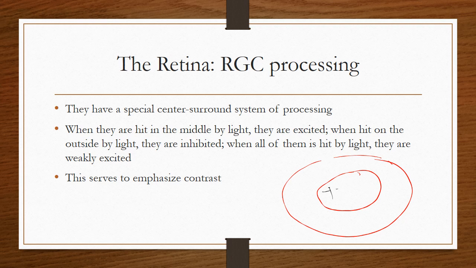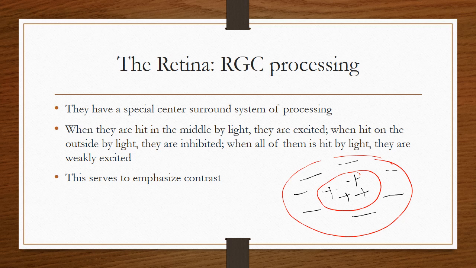If it's hit in the middle, it's excited, so it wants to send more signals. If it's hit on the outside, it's inhibited, so it wants to send less signals, and if it's hit in both parts, then it's only weakly excited, so it responds but not as well as it would before.